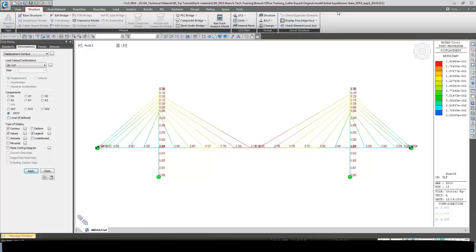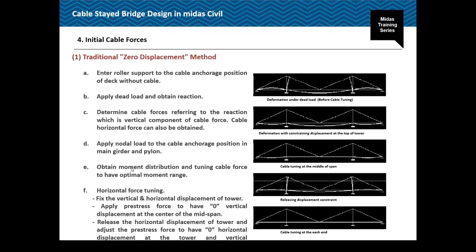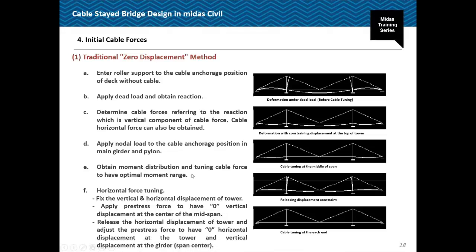When I tried this method, up to this step, getting the moment distribution was quite simple. In the cable anchorage position, we can simply enter the supports, obtain the cable vertical component, calculate the cable force, obtain the horizontal component, and get the moment distribution. That's all. That part was quite simple, just a simple calculation. But after that, finding the horizontal force tuning of the pylon was very complex and required a lot of trial and error.